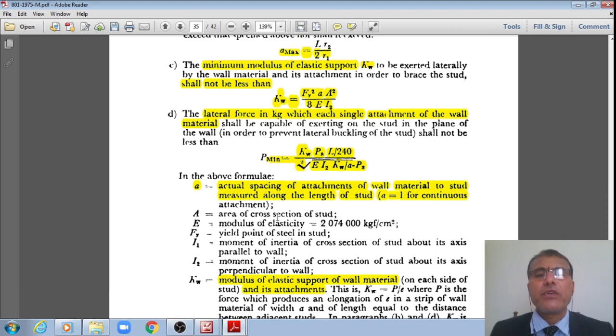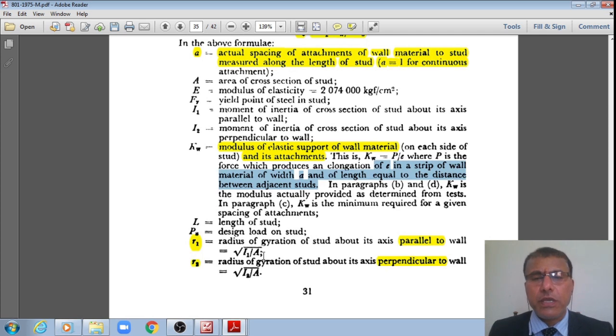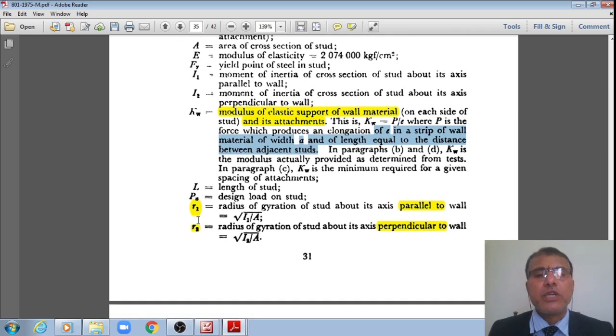A is equal to 1 for continuous attachments, and other notations you please see, where KW is equal to modulus of elastic support of wall material and its attachment, and it is given by KW is equal to P by E, where P is the force which produces an elongation of E in the strip of the wall material of width A and length equal to a distance between the adjacent studs, right. Now we will see a numerical problem also with respect to this design formula, student. Then you will understand the application, right.